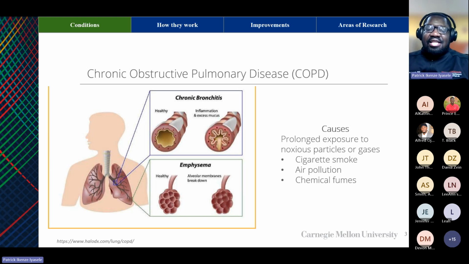Chronic bronchitis is caused by excess mucus and inflammation in the airways, leading to the restriction of airflow. Emphysema is caused by the destruction and loss of alveolar membranes. This reduces the total alveolar surface available for gas exchange, leading to a reduction in oxygen supply for the blood. This condition can cause acute exacerbations, which are periods of severe deterioration of respiratory function. During these events, COPD patients are often hospitalized. COPD is most often caused by exposure to noxious particles or gases, and the most common form of this is cigarette smoke, but it can also come from air pollution or other chemical fumes.